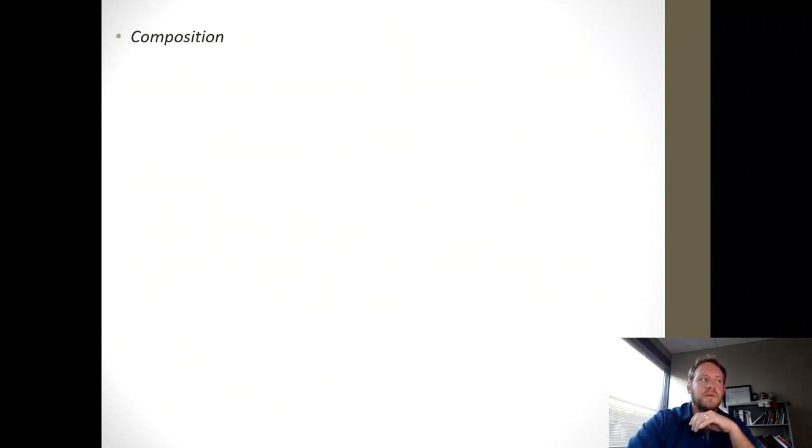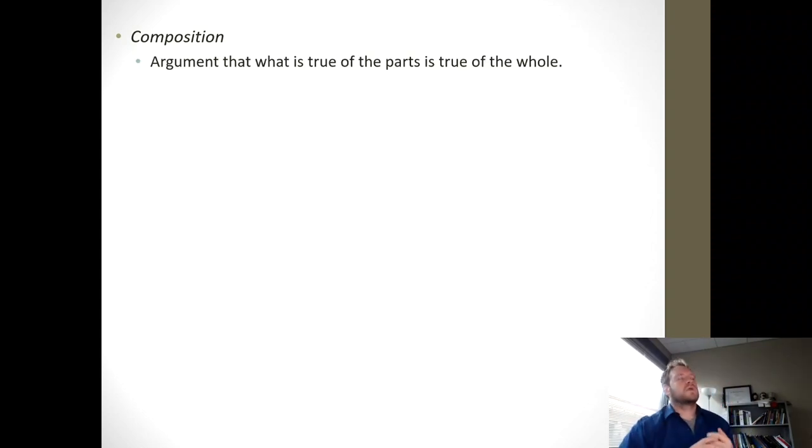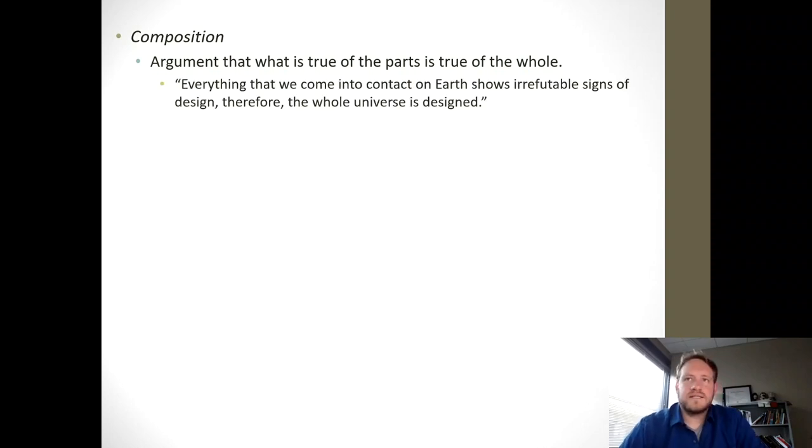Okay. The composition fallacy. This is a fallacy where an argument tries to claim that what is true of the parts is true of the whole, when there's actually a disconnect, right? So we say all of the pieces of this thing have this feature, therefore the whole must also have this feature, right? To give you an example, everything that we come into contact with on Earth shows irrefutable signs of design, therefore the whole universe is designed, right? Even if a lot of the things we see on Earth show design, that doesn't mean that everything in the universe necessarily shows design, right?